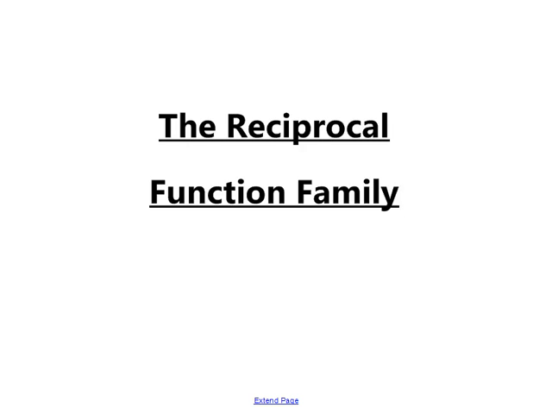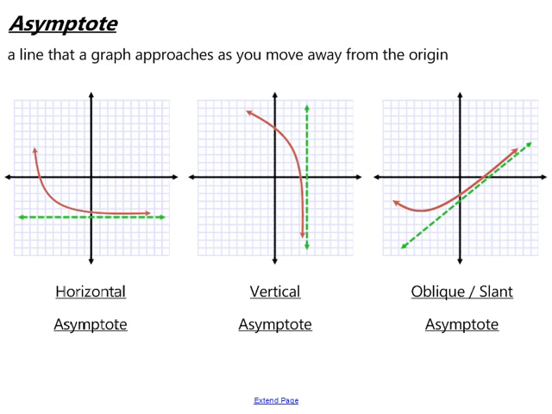The reciprocal family function. First, let's define an asymptote. An asymptote is a line that a graph approaches as you move away from the origin. So we have three different types of asymptotes below. A horizontal asymptote would be this green line. So our red graph slowly approaches that green line, but it's never actually going to touch the green line.